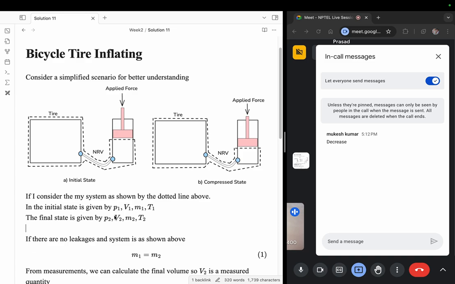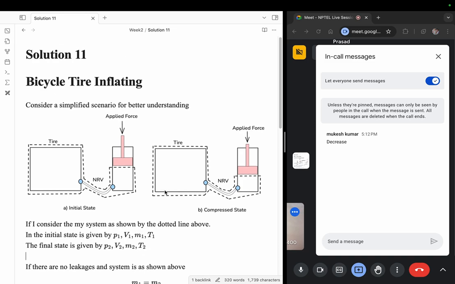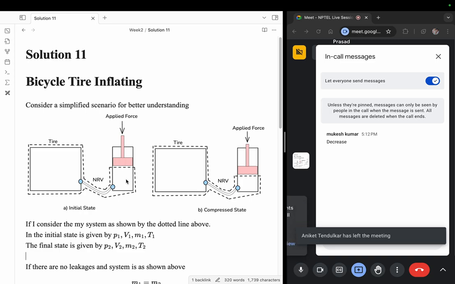So if I somehow know the final volume, okay, even before that, what are the processes happening here? What is happening inside this one? If I consider only this air as my system and I close this valve, what is happening here? What type of process is that?